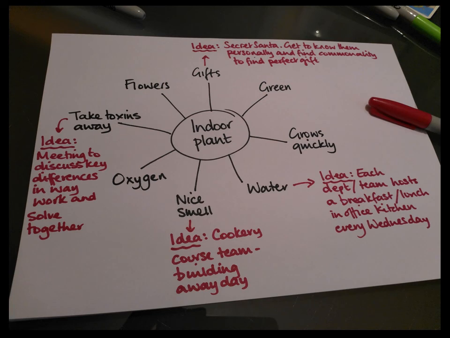Having written our associations with that object, we can now come up with ideas, and it's a simple instruction. Use one of these words or phrases to inspire an idea for your task. Write it, then move on. So I look around the page and I see water. Water is food for the indoor plant. So maybe an idea is each department or team hosts a breakfast or lunch in the office kitchen once a week, every Wednesday, and we get to know each other.